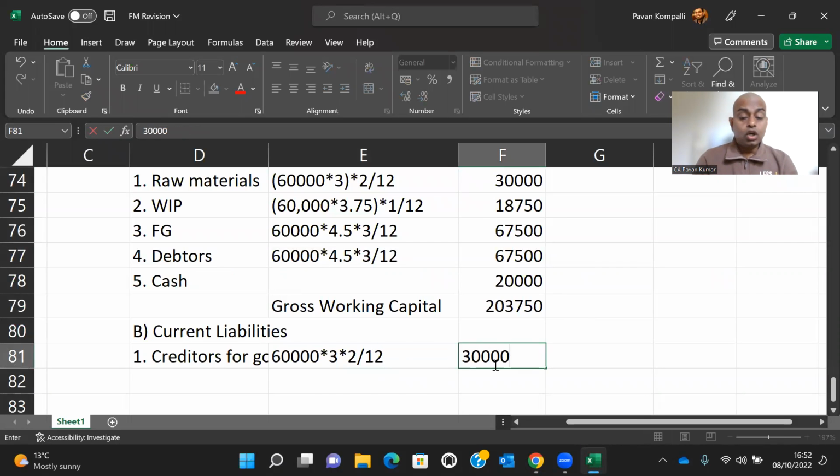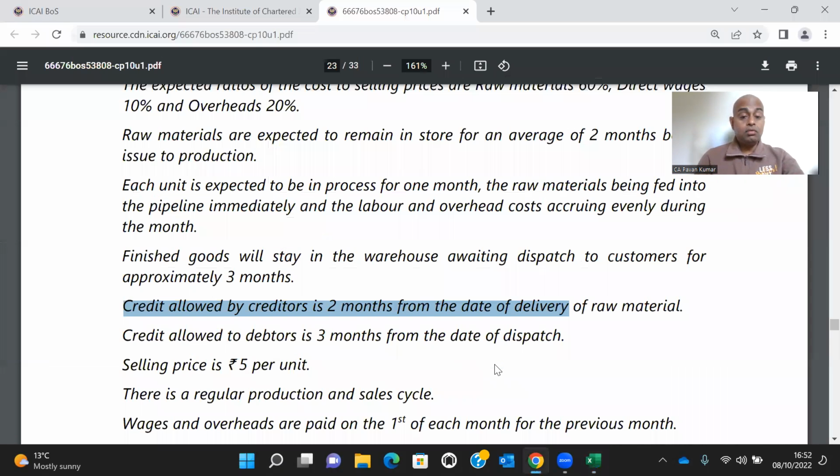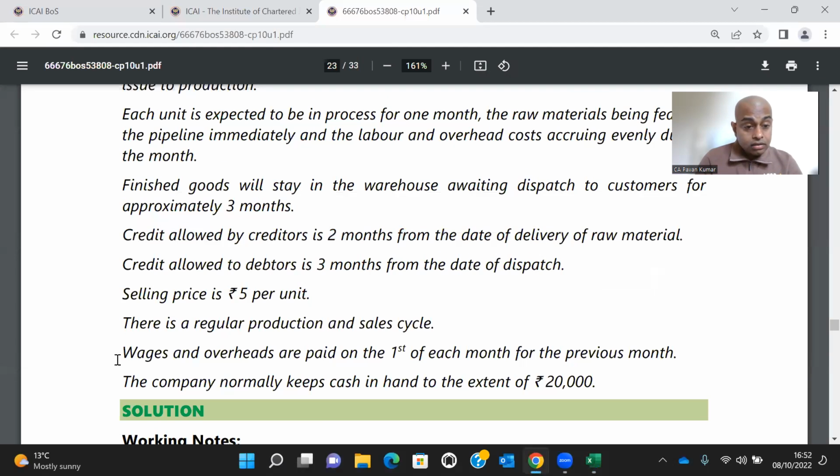30,000. Do we have any other current liabilities? Yes. Wages and overheads are paid on the first of each month for the previous month. That means you are paying it after 1 month, not technically. So March wages, you are paying on April 1st. September wages, you are paying on October 1st. So 1 month credit period is there.